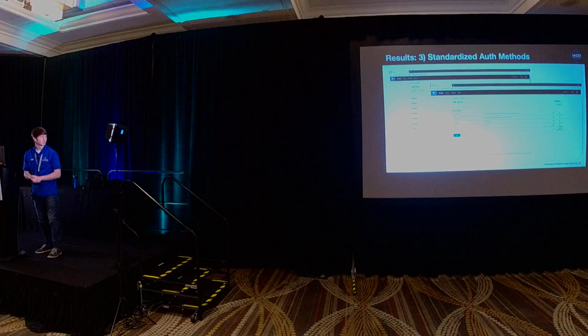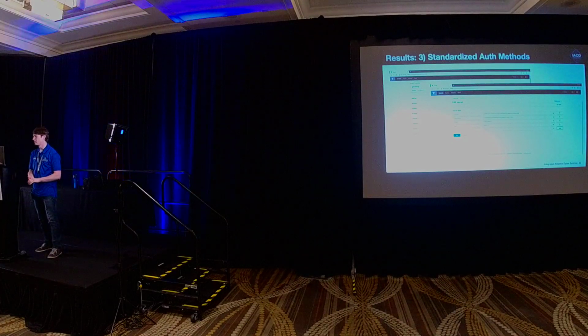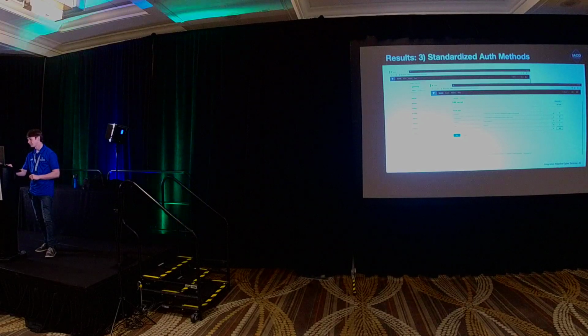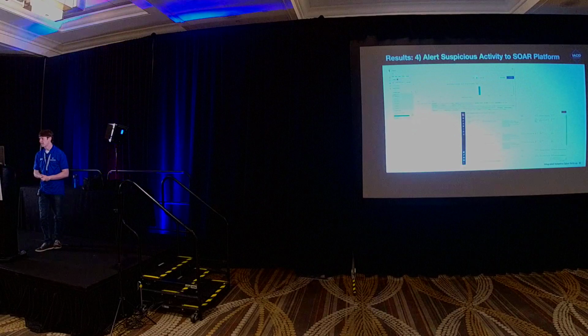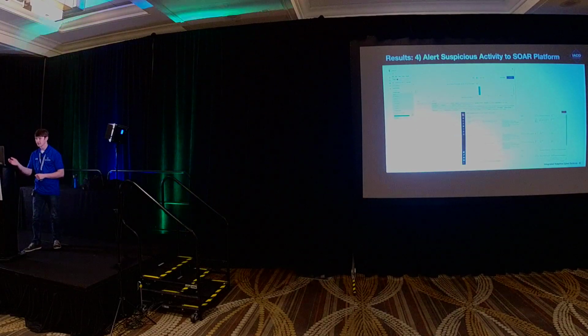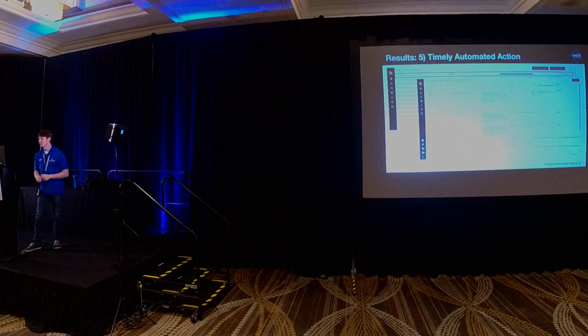So this is what Vault looks like. And we stored all of our API tokens and HMAC secrets there. And then we were able to alert on the suspicious activity in our SOAR platform. That lets us kick off automated responses.